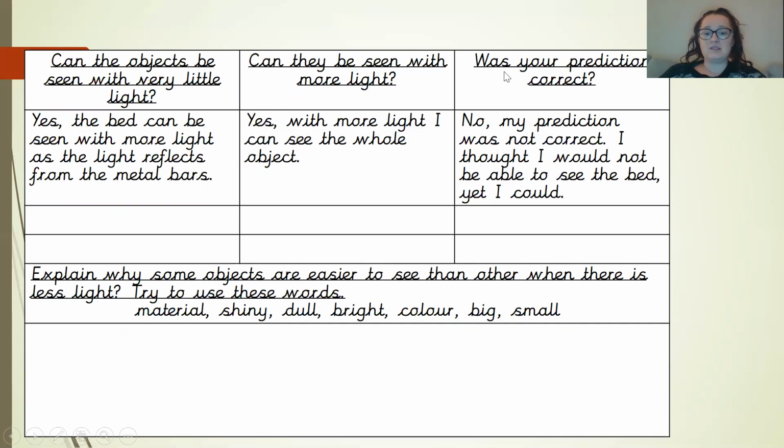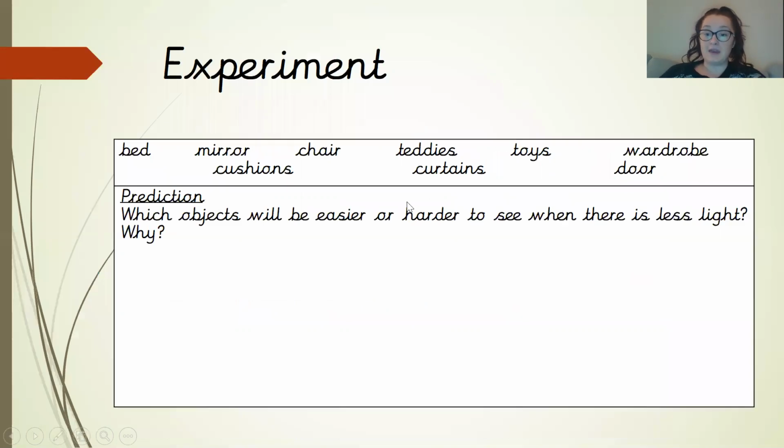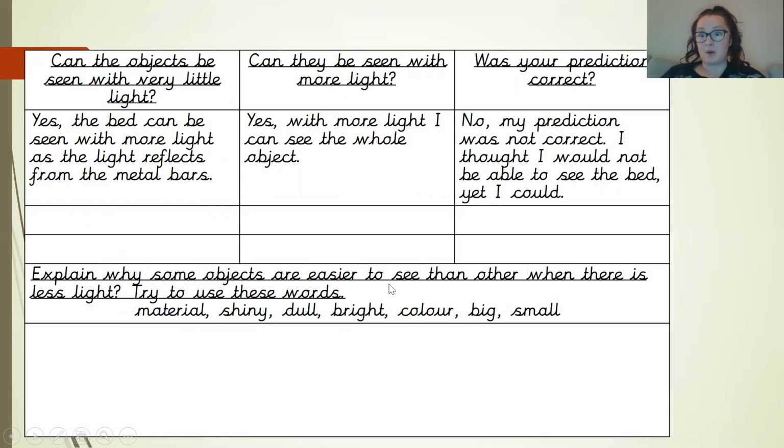So the last box, and it says, was your prediction correct? So your prediction from here, was my prediction correct about my bed? So no, my prediction was not correct. I thought I would not be able to see the bed, yet I could. So I thought maybe I wouldn't be able to see my bed at all, but I could still see a little bit, even though it was dark in my room.